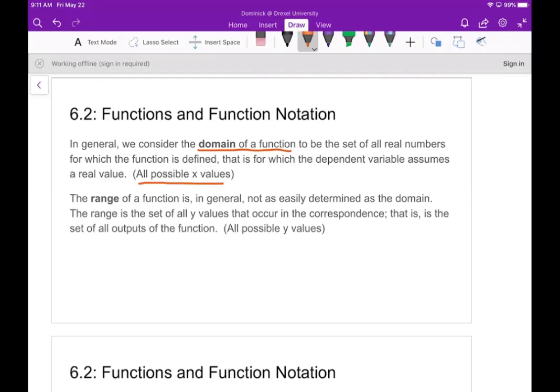And then, of course, the range is a little bit harder to find, but it's all the y values that can occur, basically all possible output values, right? Or all possible y values. All right. Now, the reason why this is a little bit harder to tell is because you have to be either very comfortable with how certain functions behave, or you have to graph it and then study the graph.